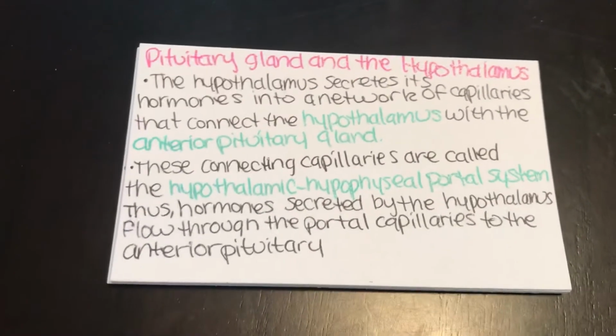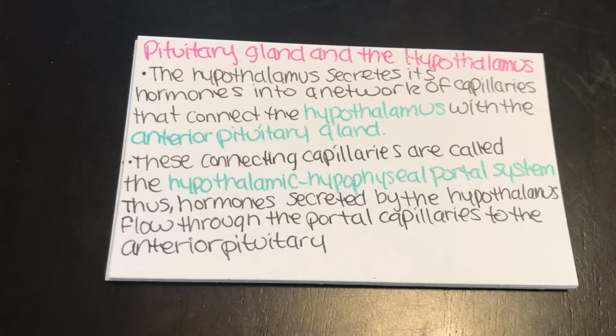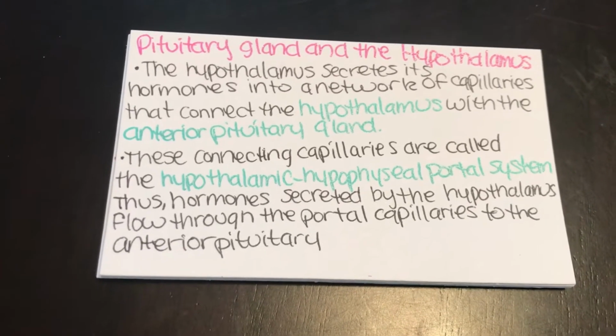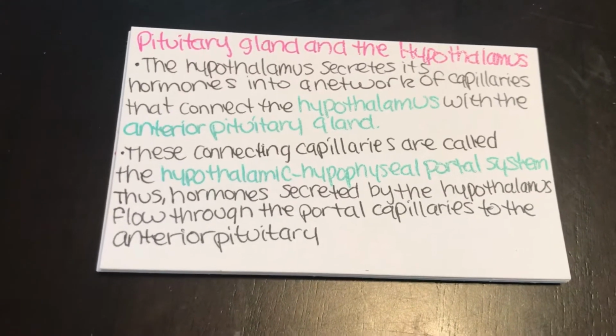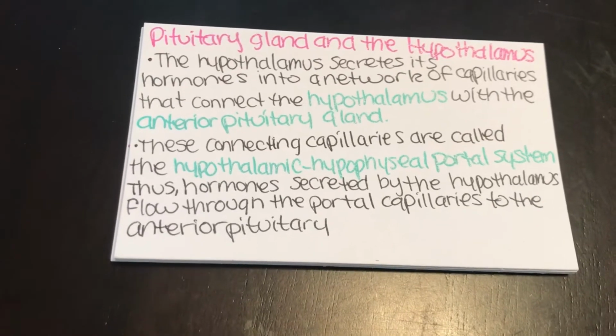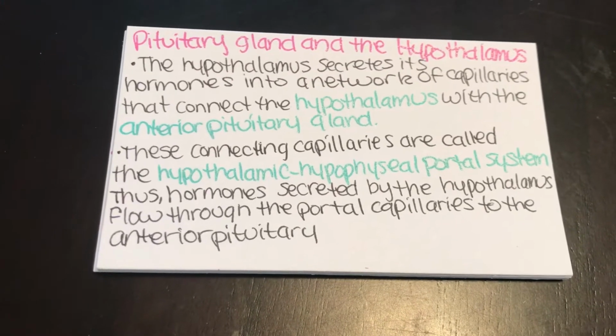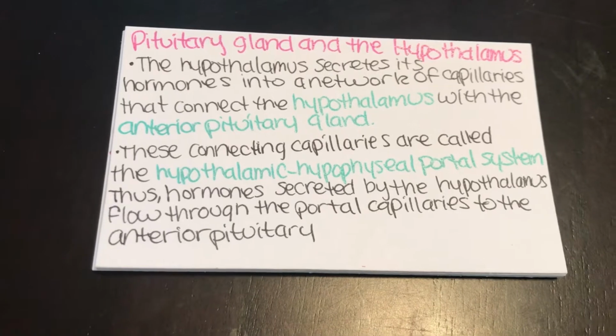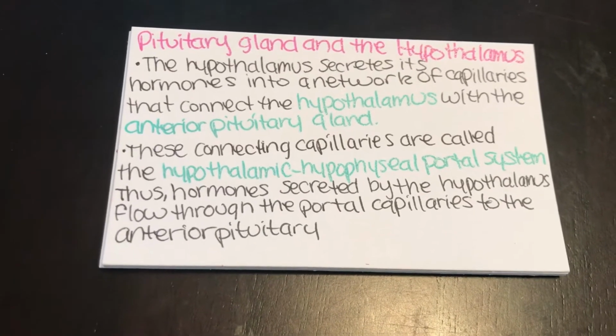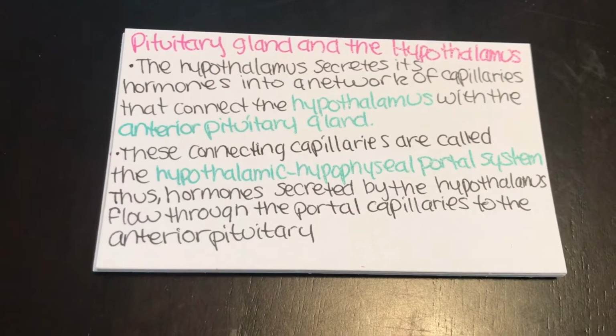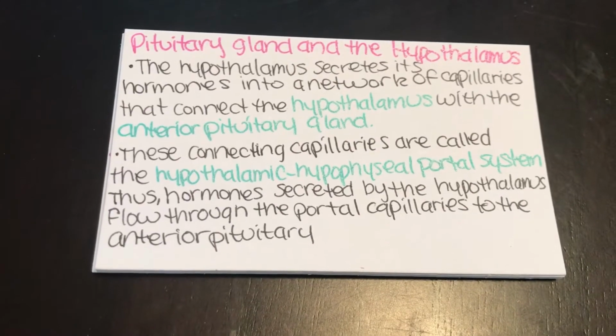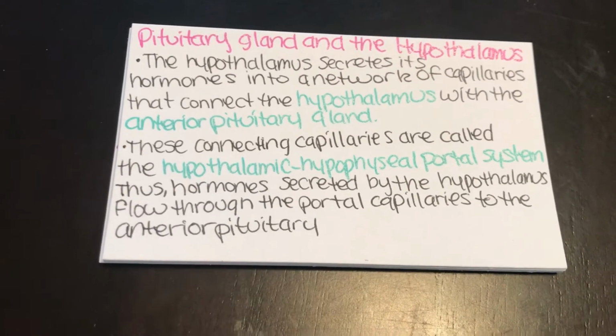The hypothalamus secretes its hormones into a network of capillaries that connect the hypothalamus with the anterior pituitary gland. These connecting capillaries are called the hypothalamic hypophyseal portal system. Thus, hormones secreted by the hypothalamus flow through the portal capillaries to the anterior pituitary.